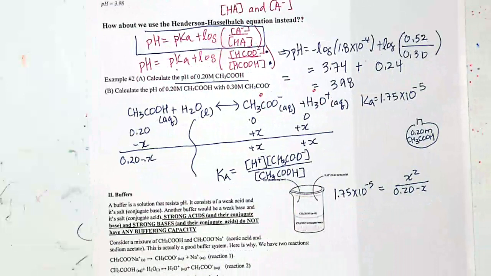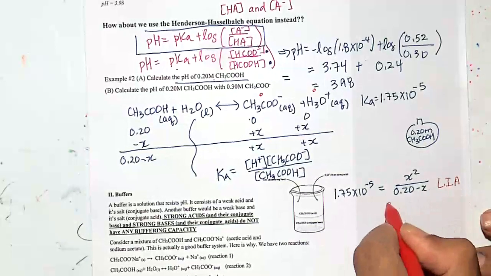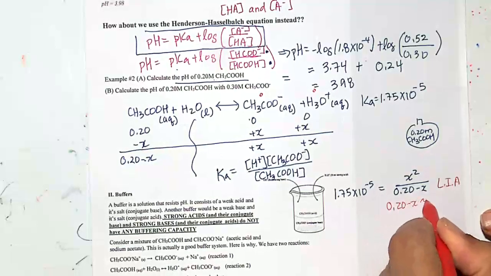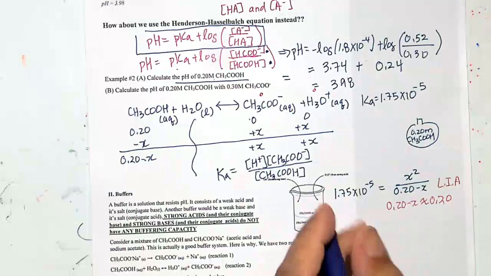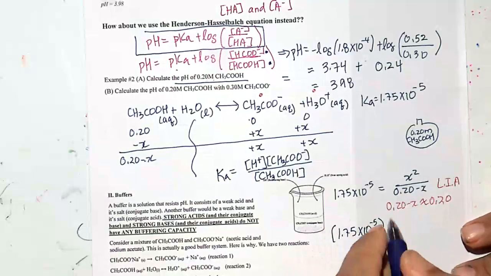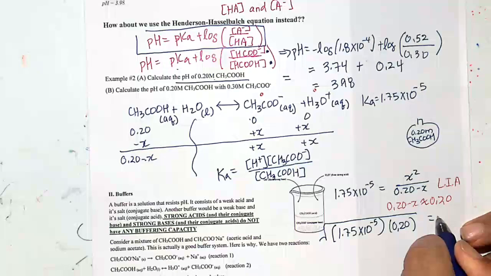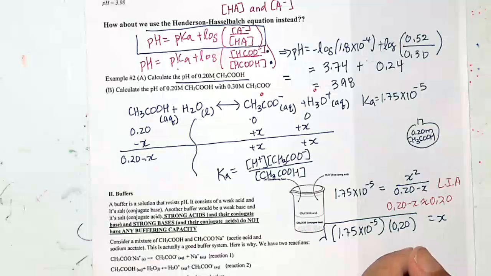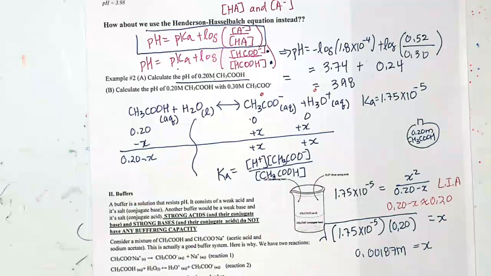Okay, what will you do now? We'll do our assumption. This is called the low ionization assumption. So assume x is small, that means 0.2 minus x is about 0.2. So x squared equals 1.75 times 10 to the minus 5 times 0.2. We square root that to give you x, and when I do that on my calculator, I get x equal to 0.00187 molar.